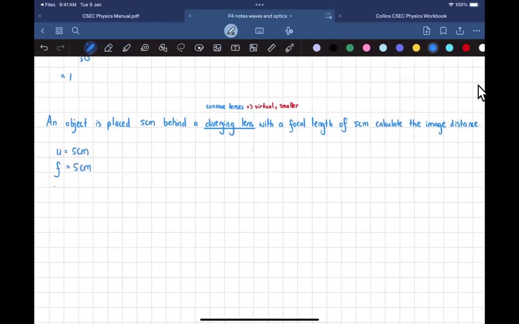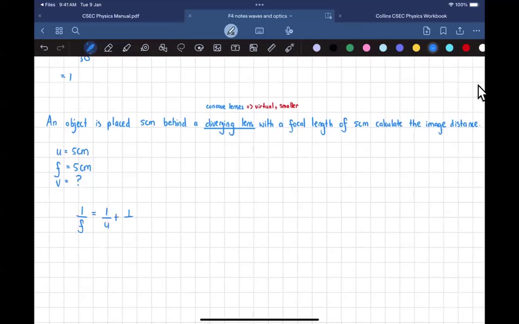And what is the image distance? We don't have the image distance. So Justin, we're working with u, f, and v. The formula has all three of them in it. So, 1 over f equals 1 over u plus 1 over v.